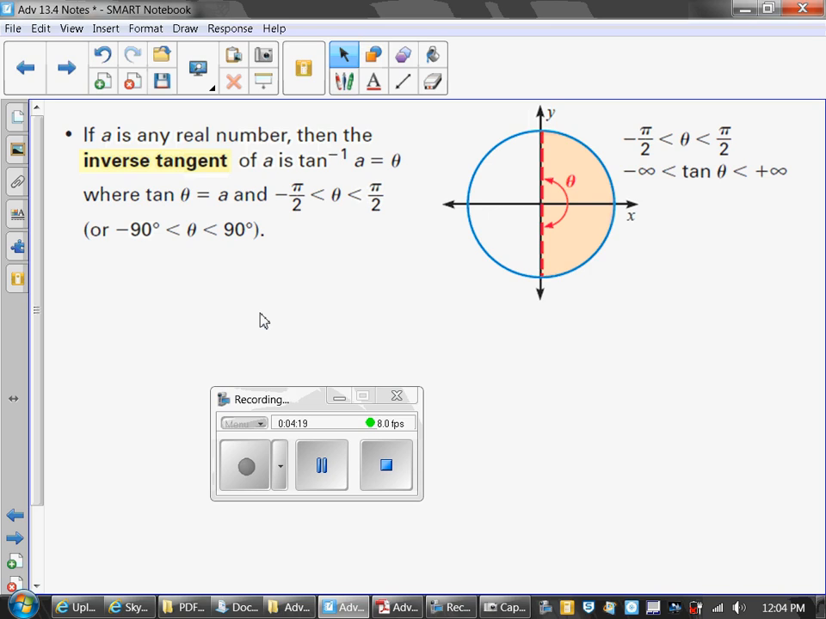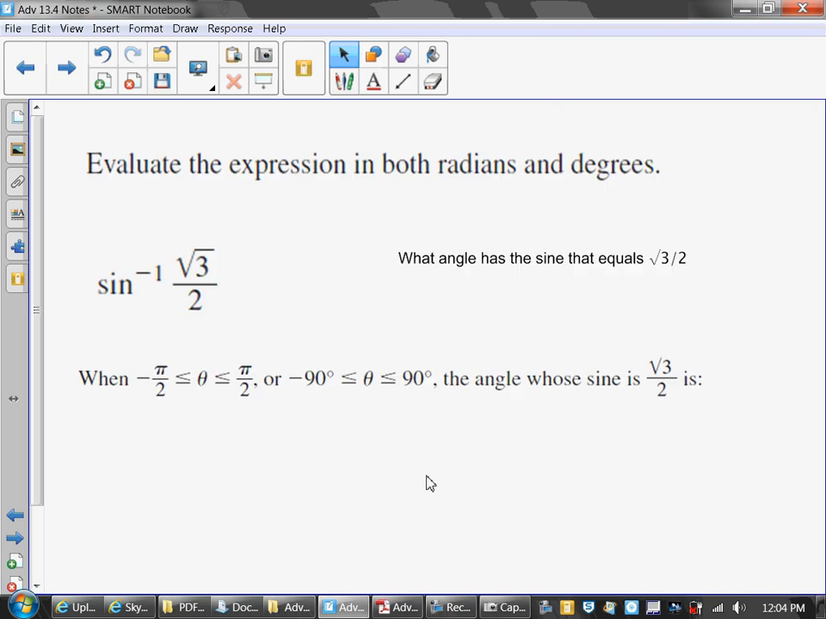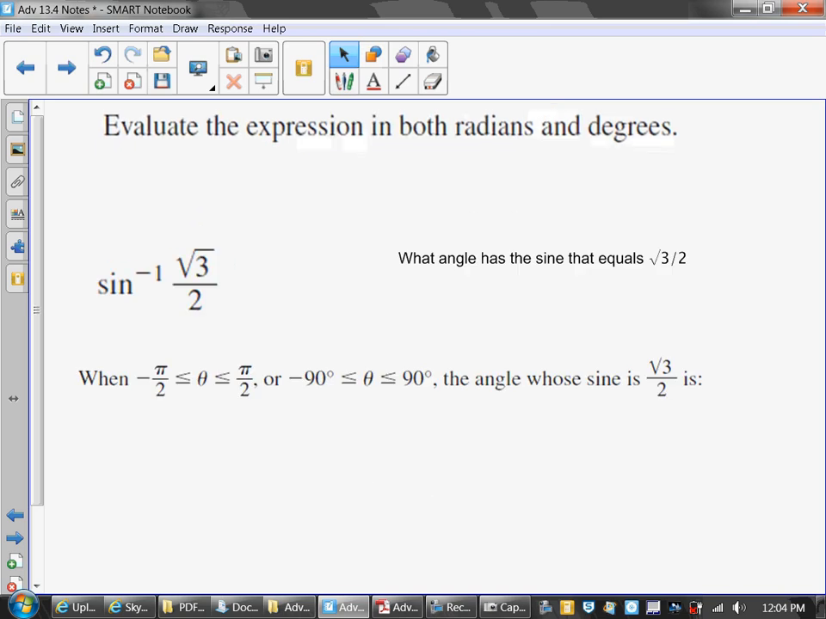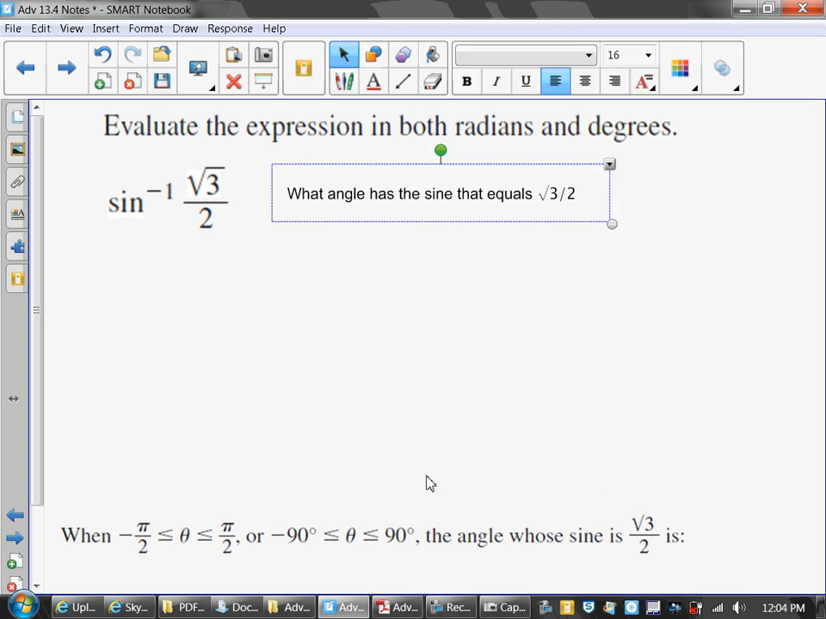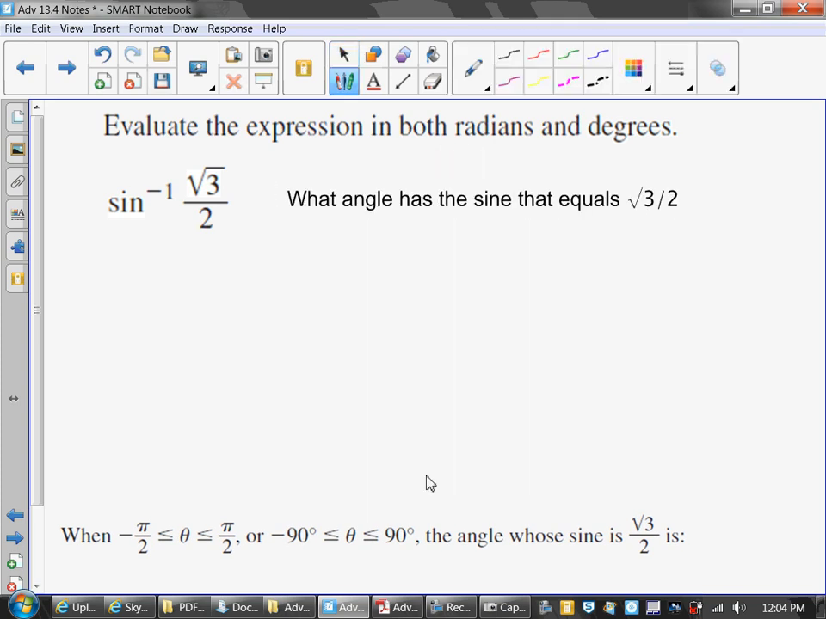Okay? Now, with these rules, what happens when you look at the actual problems that we're going to have is that you're going to see something like this. And it's going to ask this very simple question. This is what all the wording means. You're going to see inverse sine of root 3 over 2. That's going to be the question in the book. What that means is, what angle has the sine that equals root 3 over 2?